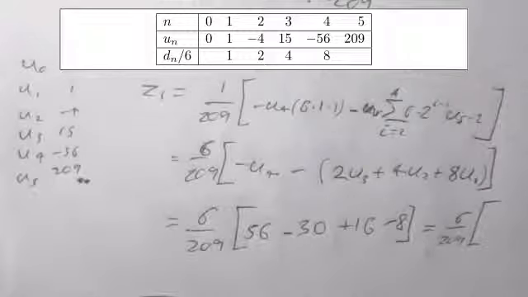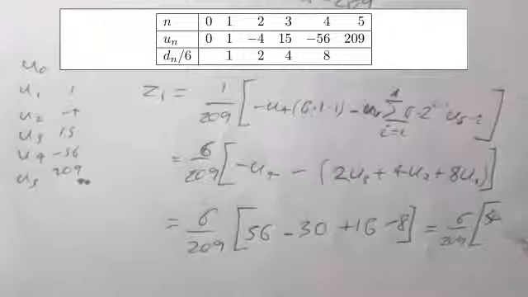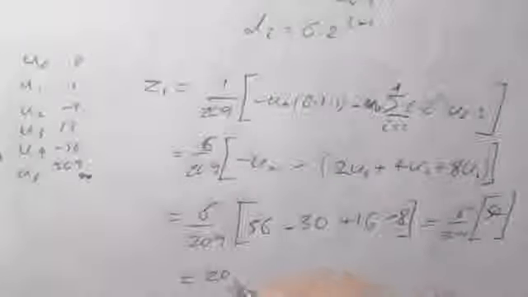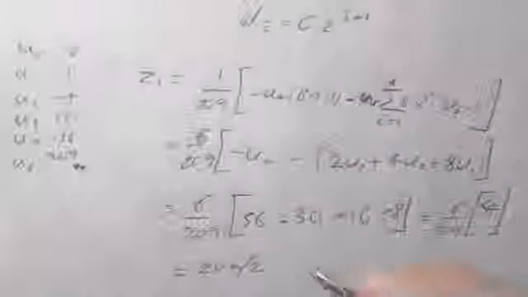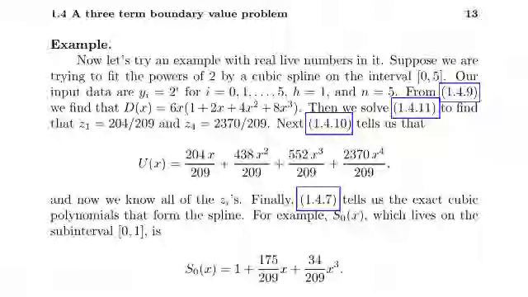6 minus 30 plus 16 minus 8 times 34. And 6 times 34 is 204, and that was right, that was 204 over 209. So, yeah, it's working, it's good. So we'll try and calculate Z2 using exactly the same formula.